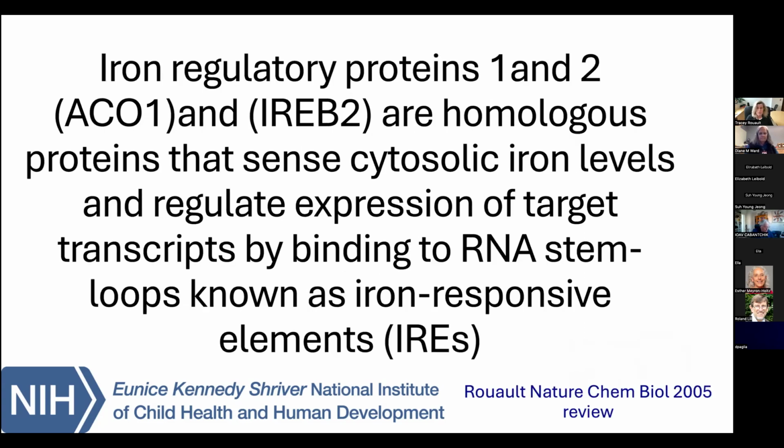Okay, so just to give some background, there are two proteins in mammalian cells, iron regulatory proteins 1 and 2, that also are officially named ACO1 and IREB2. And they're homologous proteins that sense cytosolic iron levels and regulate expression of the target transcripts by binding to RNA stem loops that are known as iron responsive elements. And this has been work that has been contributed by a great many people. I put a review from 2005 here that I think captures some of the early first 15 years of work, but I couldn't really put all the references that would be relevant to this.